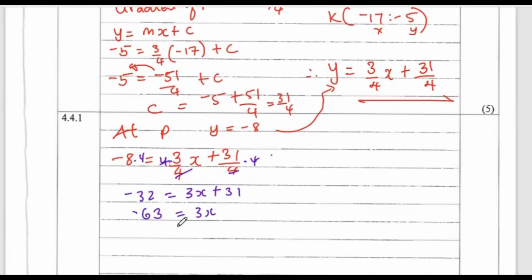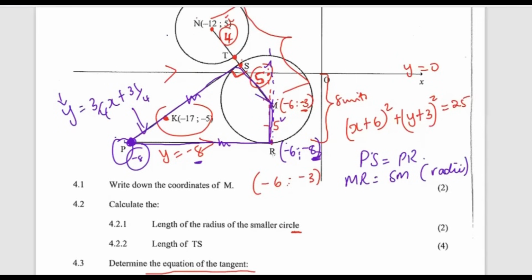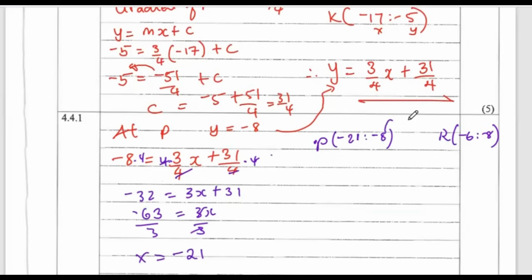And then I can divide both sides by 3. Okay, so which means my x is going to be -21. So the coordinates of P are (-21, -8). The coordinates of R, remember, we said (-6, -8). Then for us to get the distance between these two, since the y values are the same, let's just focus on this. Get the bigger value, -6, minus the smaller value. When I do that, I'm getting 15.